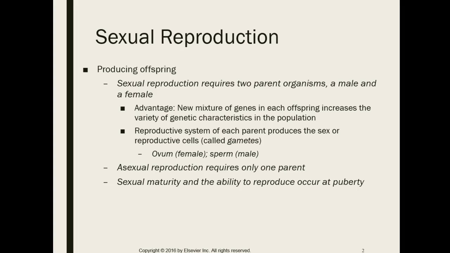The reproductive system of each of these parents is going to produce their own reproductive cells called gametes. So in males, that's the sperm, and then in females, it's the egg or the ovum.